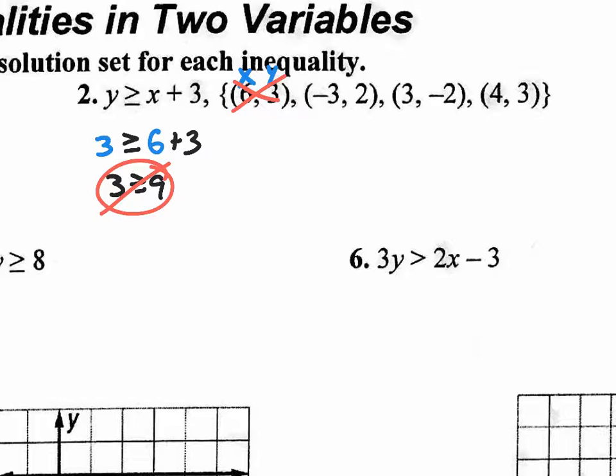So you guys need to just go through and test every one. I know it takes a while. So let's do the next point. The x is negative 3, the y is 2. So if you plugged in the 2 right here where the y is at, it'll read 2 is greater than or equal to x, which in this case is negative 3, plus 3.